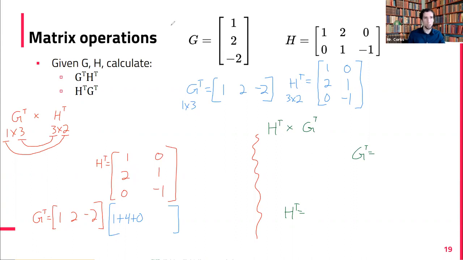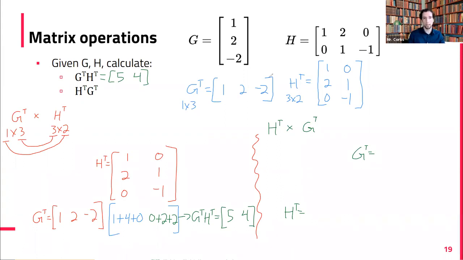Second position, what are the values? 0, plus 2, plus 2. -2 times -2. There we go. So our result here then, G transpose times H transpose, just add those together: 5, 4. So there's our result. Very small matrix, just 2 positions, 5, 4, a 1 by 2 matrix.